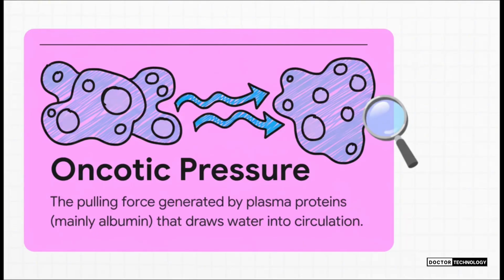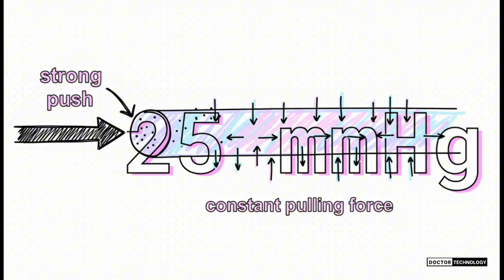So, what stops all our fluid from just leaking out into our tissues? That's where the puller comes in, oncotic pressure. It's a special kind of osmotic pressure that's created by big proteins, mostly one called albumin, that are just too large to escape the capillary. They act like these tiny little sponges, constantly pulling water back in and holding onto it. And here's its number. This pulling force is a pretty steady 25 millimeters of mercury all the way along the capillary. So you can already start to see the dynamic, right? You've got a strong push of 35 at the start, fighting against a constant pull of 25.